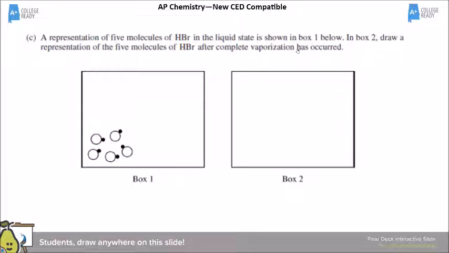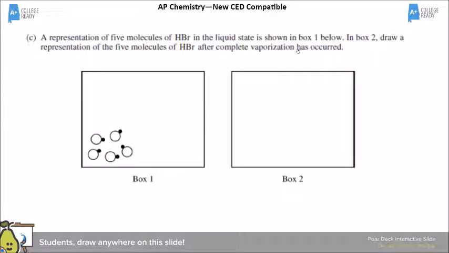Believe it or not, this is a question that they asked a couple years ago, and they said, hey, here's a liquid. It looks like a bunch of wedding rings. It looks like a bunch of engagement rings. So you've got the ring with the diamond on it. If that's what it looks like in the liquid state, then what would it look like in the gas state? So you could draw in box 2 what you think the molecules look like in a gas state.